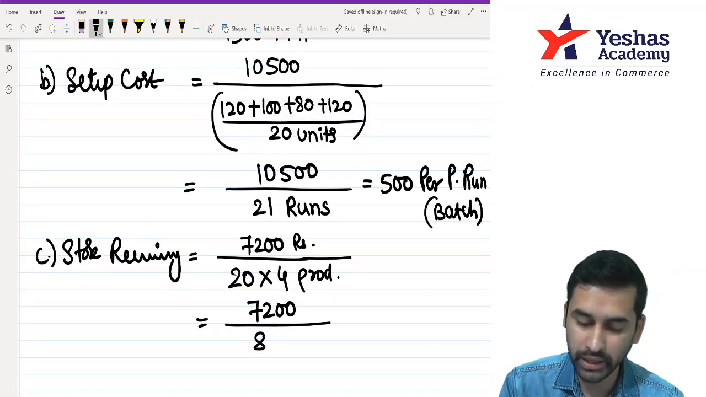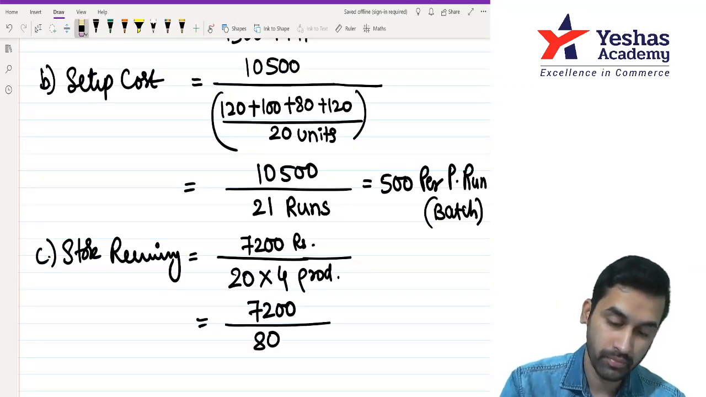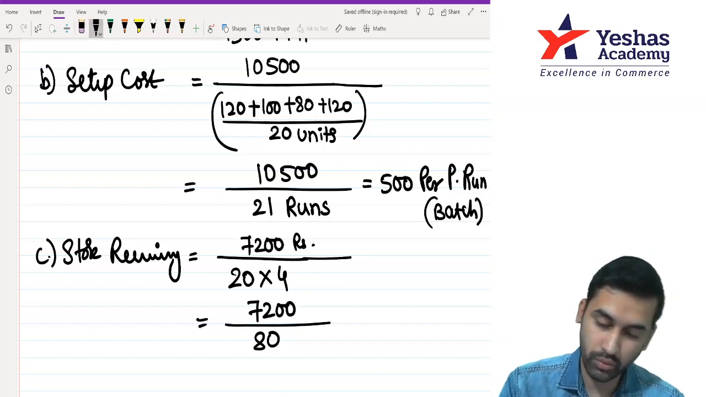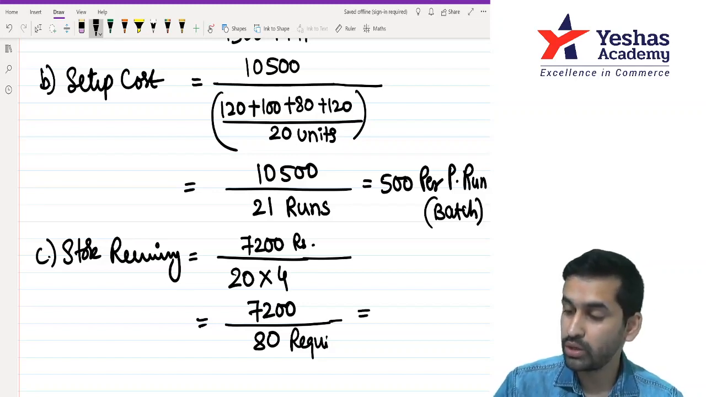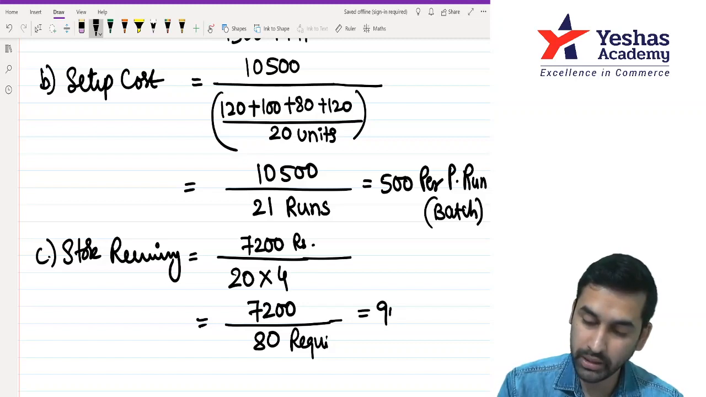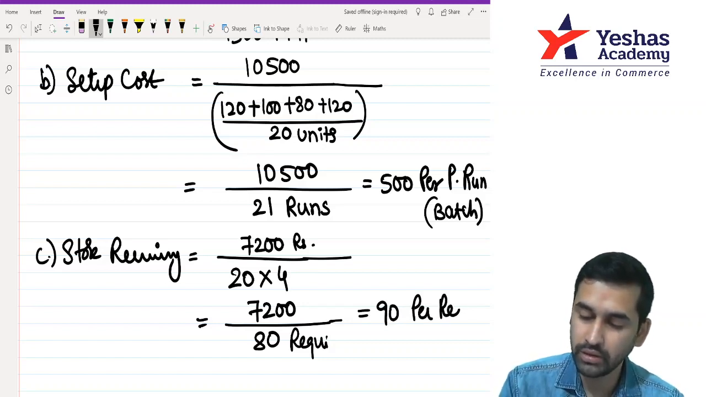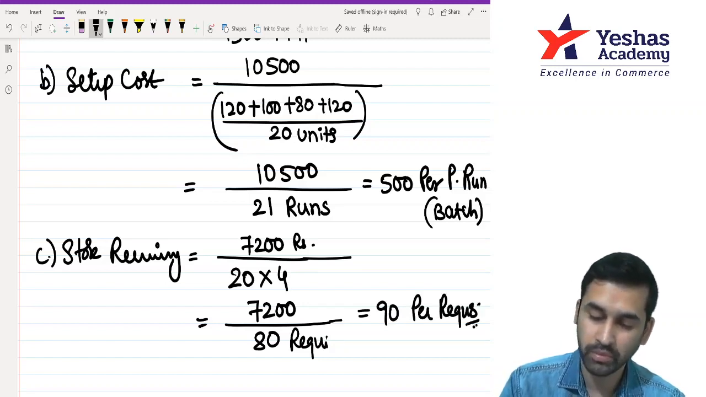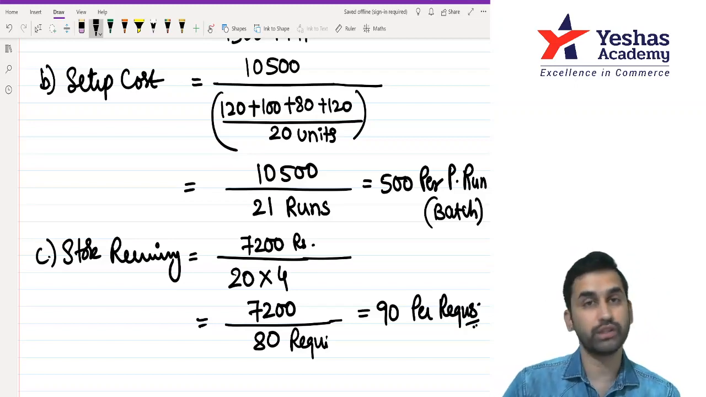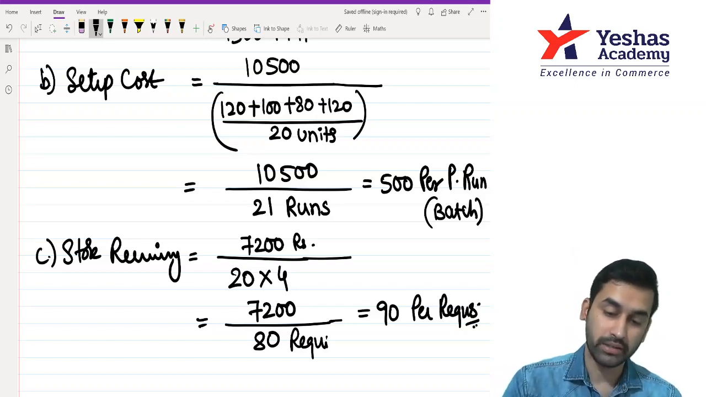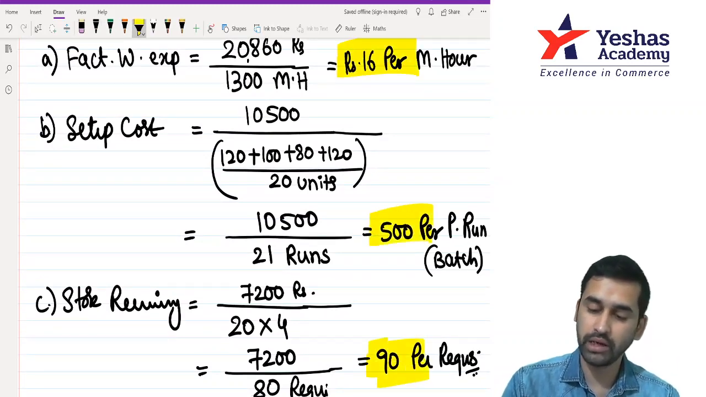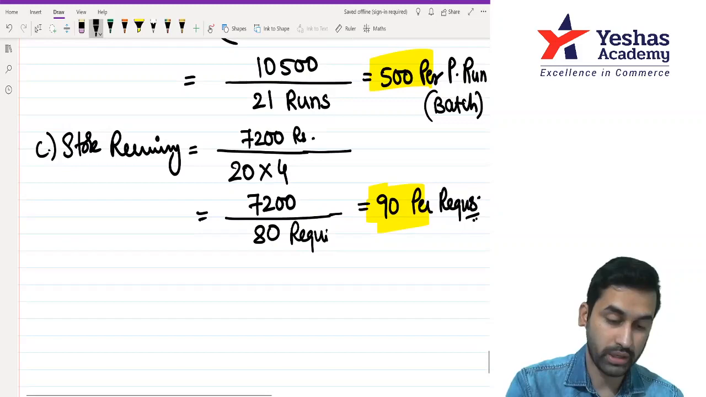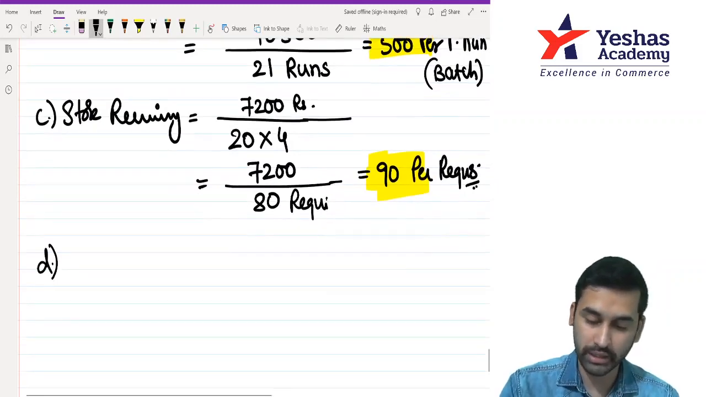7,200 by 80. What is 80? 80 requisitions. So 7,200 by 80, that will be 90 per requisition. 90 per requisition. Right sir. Let me highlight this. 16,590. What next? Sir, fourth item.